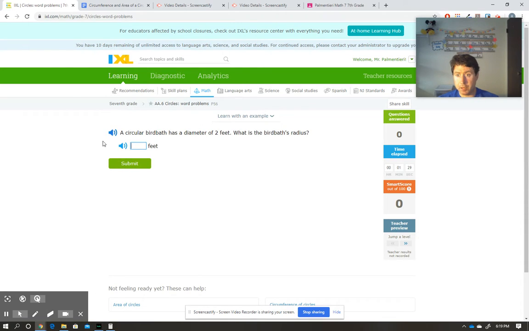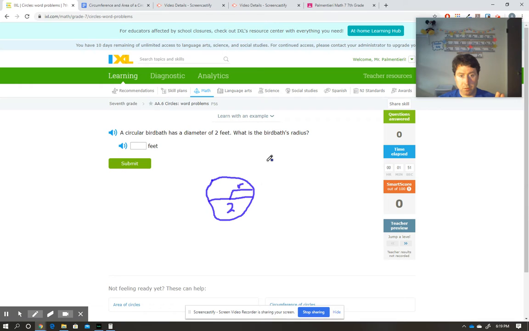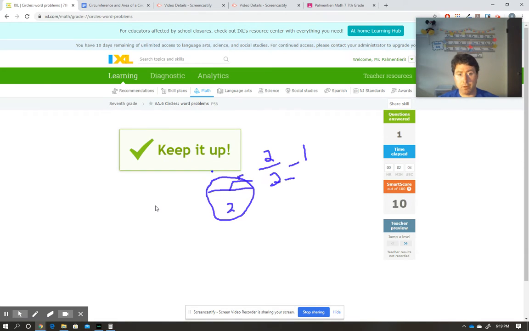All right, so the first thing you want to do is read the problem, and if you don't feel like reading it, you can always listen to it. A circular bird bath has a diameter of 2 feet. What is the bird bath's radius? Now remember, sometimes you're going to get these tricky questions. Diameter goes all the way across. So if the diameter is 2, I only want to know its radius. The radius is only halfway. So you would take 2 and divide it in half, which means divide by 2. And the radius would be 1, okay? So you're going to get questions like that. It's going to be a good review of everything you've been doing.